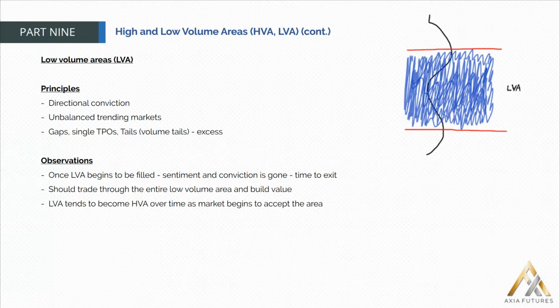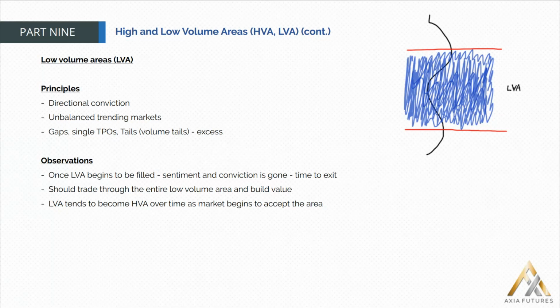It also shows us unbalanced or imbalanced trending markets. So again, when you see these low volume areas, you're seeing a little bit of initiative, you're seeing a little bit of directional bias in the market. And the question you have to ask yourself is, will this directional bias hold or not? Then some examples will be gaps and single TPOs or time price observations or tails in the market, volume tails or even excess tails. So again, these are all the types of low volume areas that you can expect to see in the volume profile.